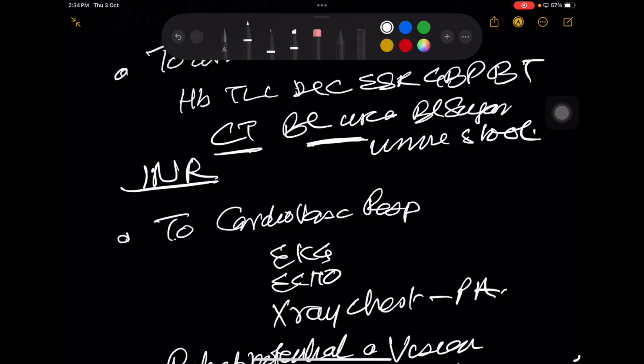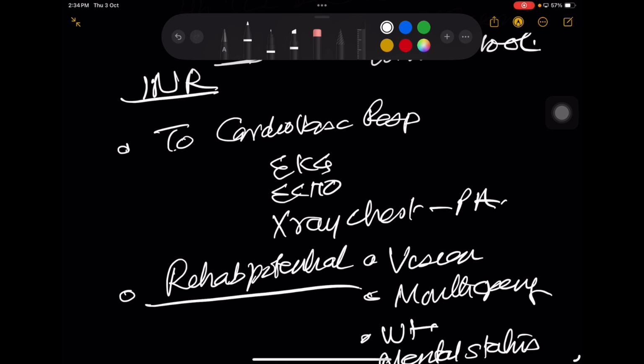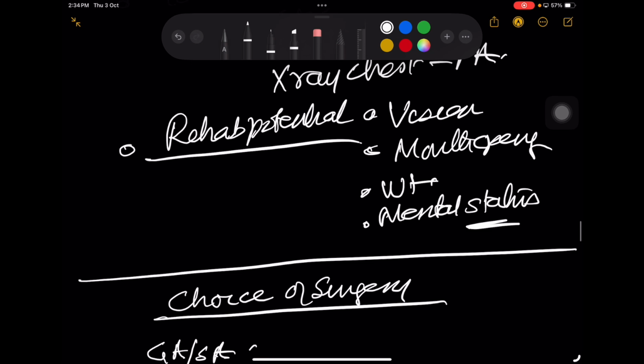Then instead of coagulation time and bleeding time which we did in olden days, you can now do an INR. Then to judge the cardiorespiratory state of the patient, I will do an EKG, echo and X-ray chest PA. Then I must know the rehabilitation potential of the patient. So begin with the mental state, come to the vision, and then general activity or weight of the patient. Weight is very important, because obese patients respond far worse than non-obese patients.